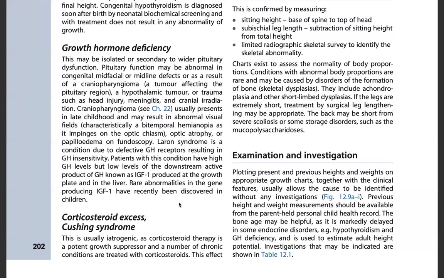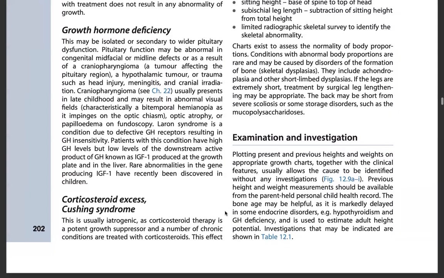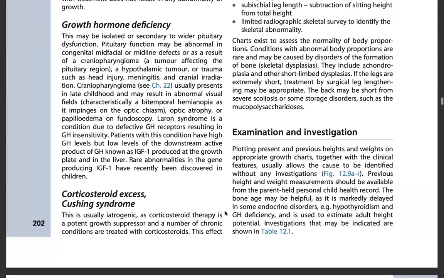Craniopharyngioma usually presents in late childhood and may result in abnormal visual fields, characteristically a bitemporal hemianopia as it impinges on the optic chiasm, optic atrophy, or papilledema on fundoscopy. Laron syndrome is a condition due to defective growth hormone receptors resulting in growth hormone insensitivity. Patients with this condition have high growth hormone levels but low levels of the downstream active product of growth hormone, known as IGF-1, produced at the growth plate and the liver. Rare abnormalities in the gene producing IGF-1 have recently been discovered in children.